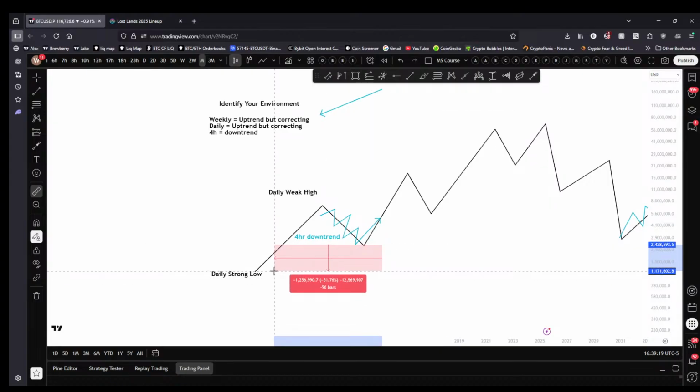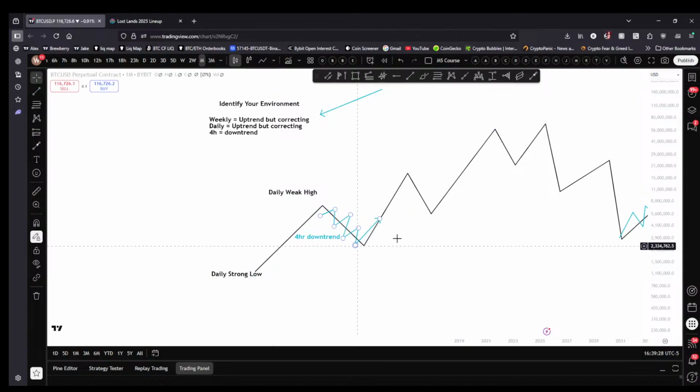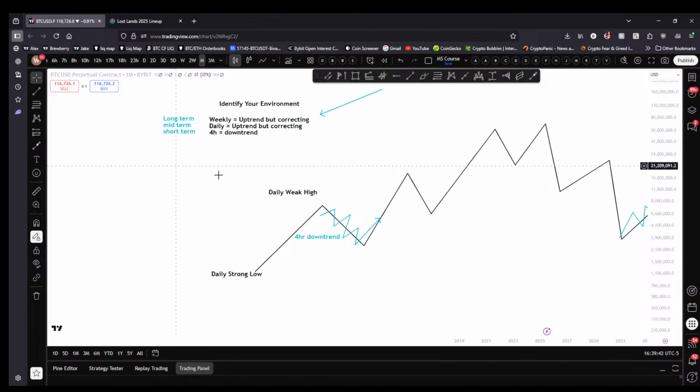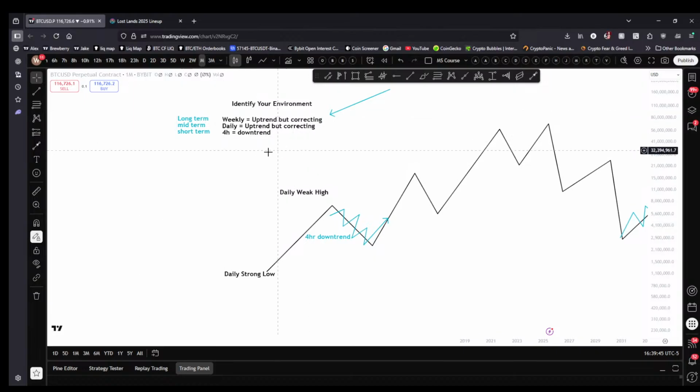Okay, this number is going to be crazy because I just drew it in the middle of nowhere, right? But let's say it's a 50% stop loss here, right? I don't want to have a 50% stop loss. My risk to reward would not be very good, right? So let's identify this is your long term, mid-term, and short term, right? So the highest risk to reward in this setup is going to be when your short-term time frame flips from a downtrend to match the higher term time frames. When your 4-hour starts uptrending again.